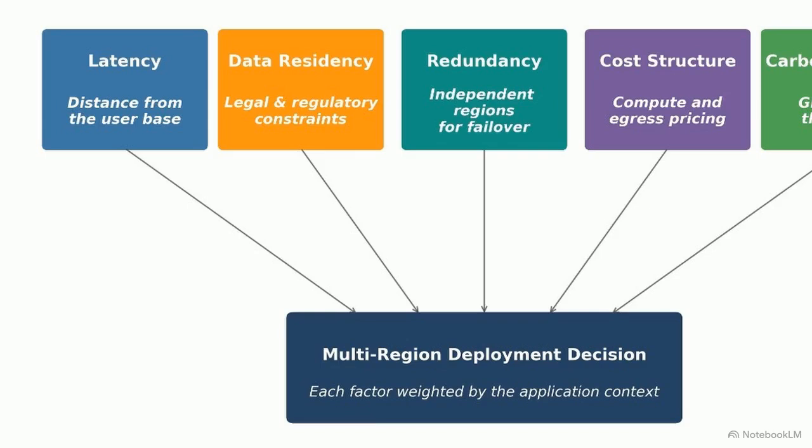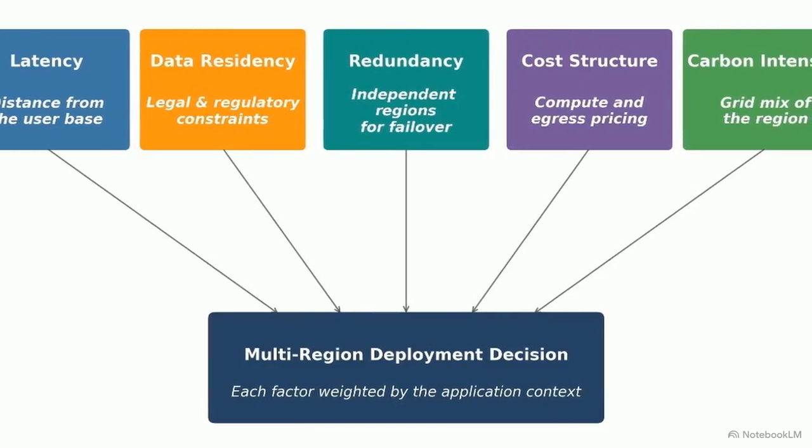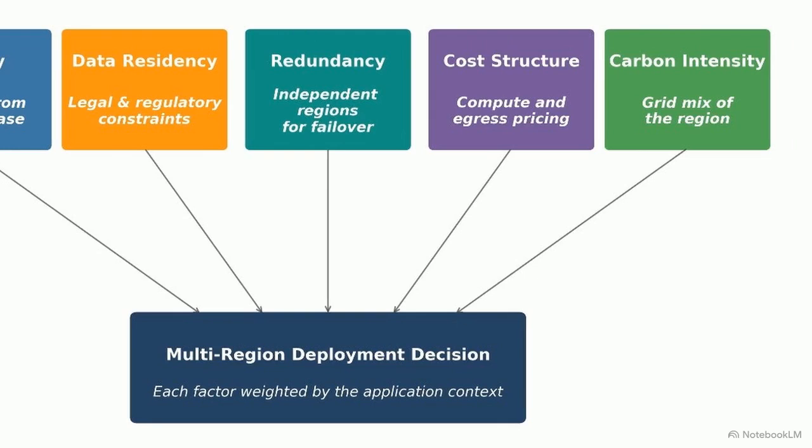This chart outlines 5 constraints IT architects balance. First, latency is dictated by light speed. Second, data residency requires records to remain inside national borders. Third, redundancy ensures business continuity. Fourth, cost structure varies by location. Finally, carbon intensity measures the grid's renewables.